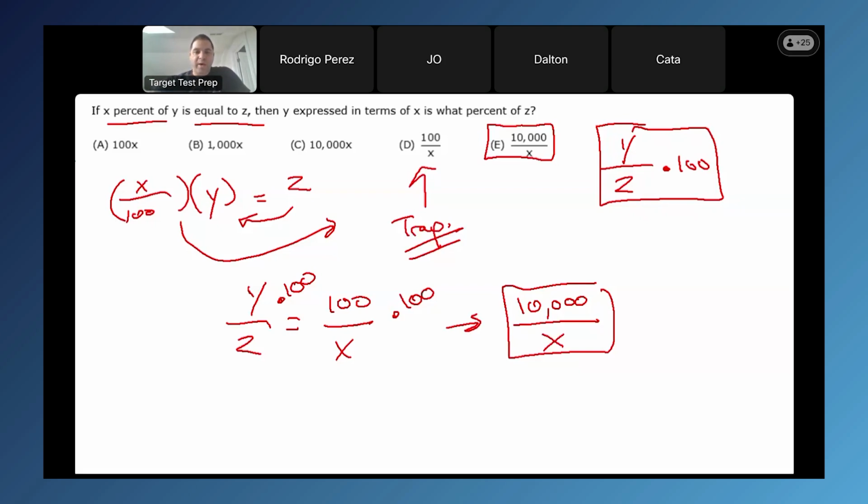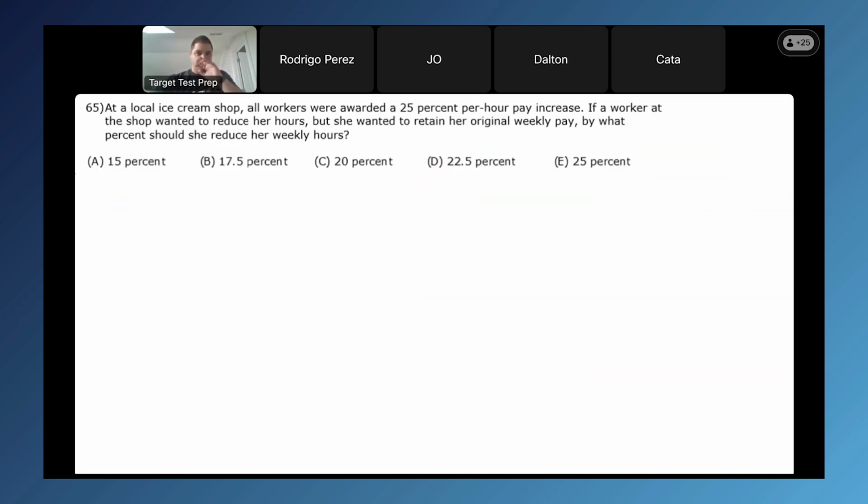I want to talk about some variable percents too. So this is a good question here, and also increase and decrease of percent. So take a look at this here. Give you guys a couple minutes and we'll chat about it.